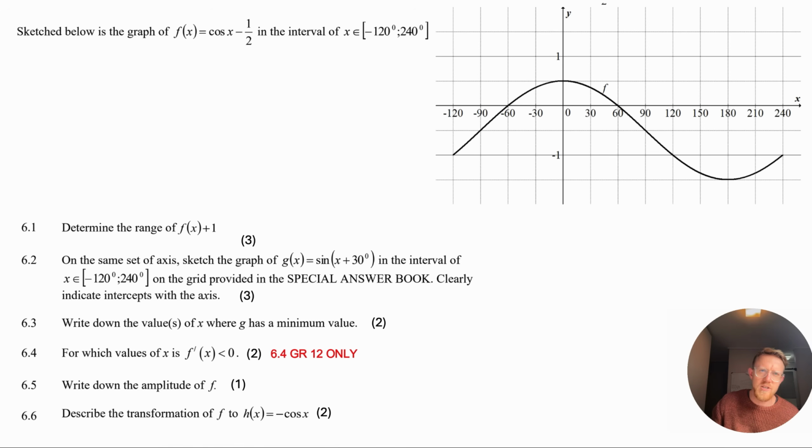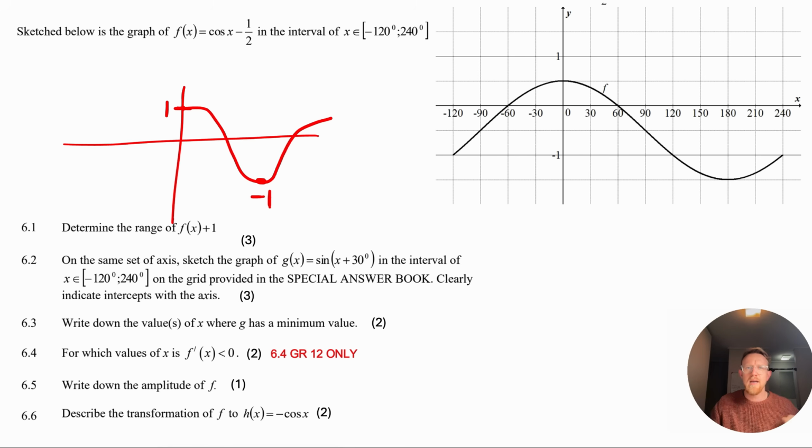Sketched below is the graph of f equals cos x minus a half. So guys, that is just a normal cos graph that has been moved down by half a unit. Normally it would go like this, and it would have a maximum value of 1 and a lowest value of minus 1. But now they've just moved it down by a half. So this is going to go all the way down to negative 1.5. We can see that over there. And then this point over here would move down to a half. And we can see that over there.